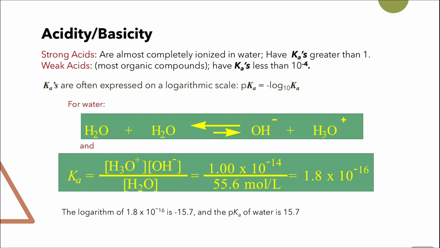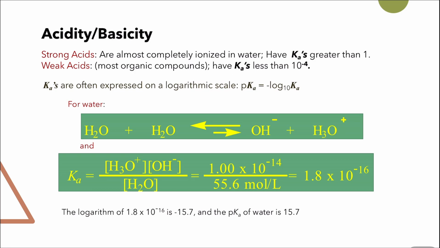Strong acids in general are almost completely ionized in water, and the Ka of strong acids will always be greater than 1. Weak acids, which include most organic compounds, since organic compounds are not strong acids but mostly weak acids, will have a Ka less than 10 to the power of minus 4. Because the value of the Ka will be very small and the exponent will be very high with a negative sign, we express it with a smaller value, so we express it as pKa.